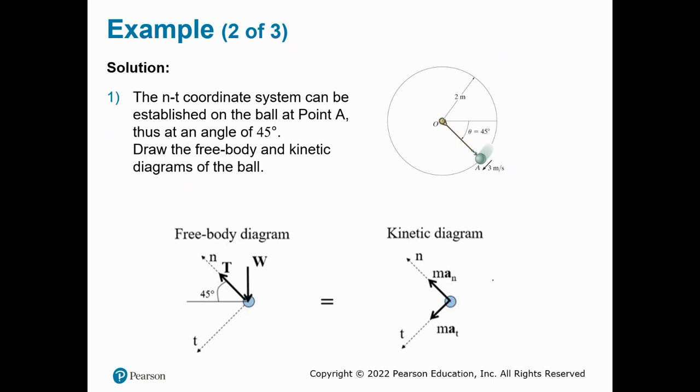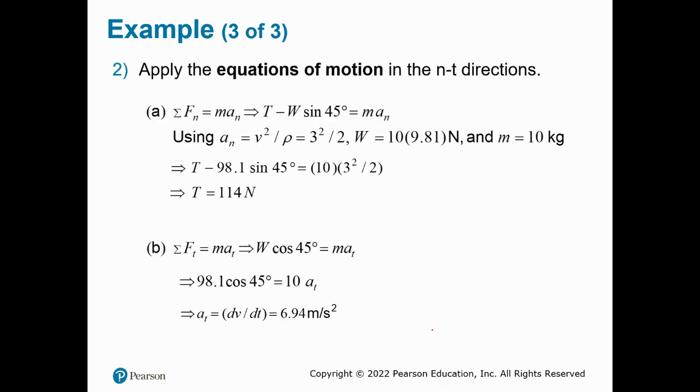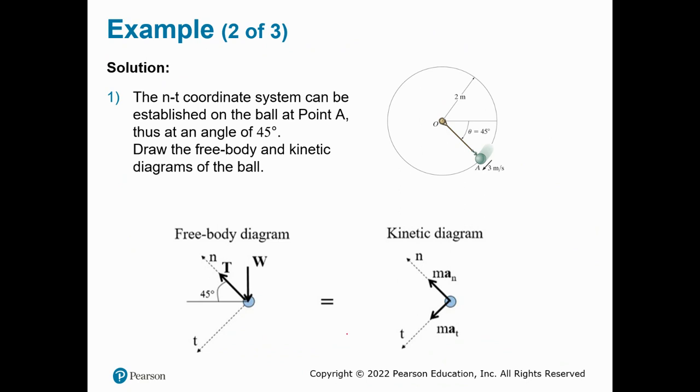For the kinetic diagram, F equals ma. The free body diagram is your F, and your a over here is man and mat. We break it into two different directions, the normal direction and the tangent direction. Now let's write our equations. Again, we are going to have two of them, the tangent direction and the normal direction. Here your T is totally along the normal direction. Then the weight W, we can break into the normal direction and the tangent direction.